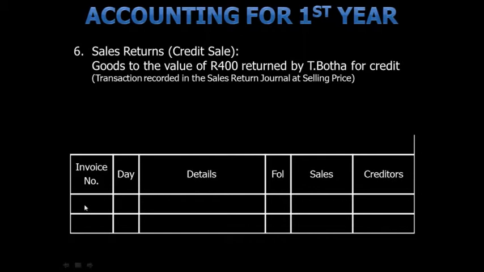So firstly, we will enter the invoice number, the date of the transaction, the name of the creditor, the folio number, 400 Rand under sales, and 400 Rand under creditors.